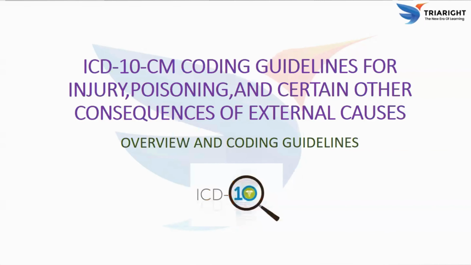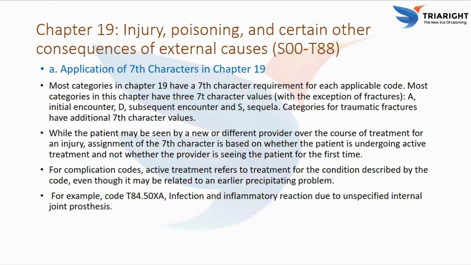So today in this session, you're going to learn about ICD-10-CM coding guidelines for injury, poisoning and certain other consequences of external causes. This falls under Chapter 19 of ICD-10-CM. So what is Chapter 19?